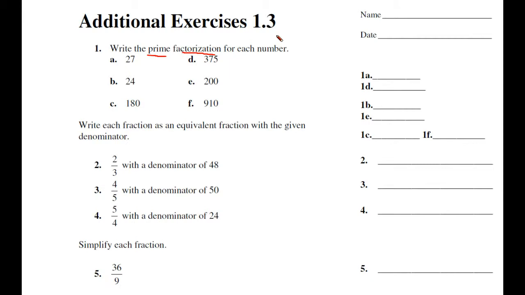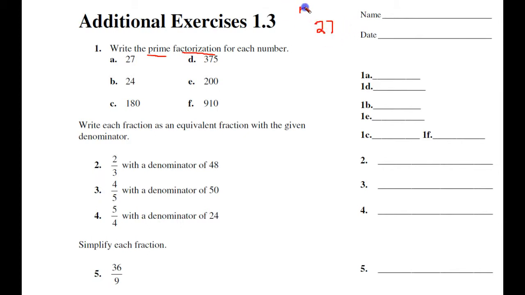itself. And the first prime number was 2. So we often use that as we try to figure out prime factorization. So for letter A, we have 27. Now, 27 we know is not even, so we know 2 will not go into it. But if we add the digits of 2 and 7, we get 9. 9 is divisible by 3.